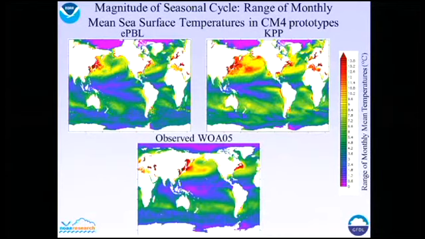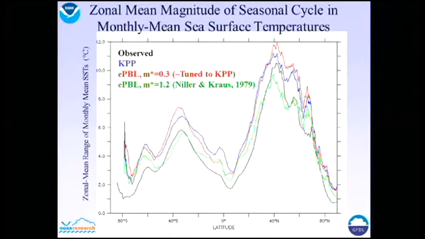And finally, we can look at a figure related to the one I showed earlier, where we're looking at the magnitude of the seasonal cycle. Again, this is something that has to do mostly with the boundary layer physics and less to do with the state of the atmosphere. And we're able to reproduce the observed range of sea surface temperatures much better with this new scheme than with KPP. So we have some empirical reasons to be quite pleased.